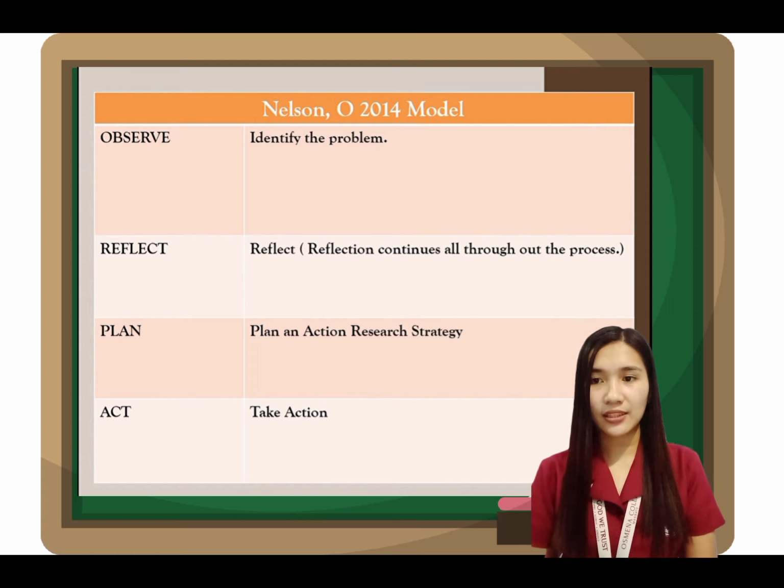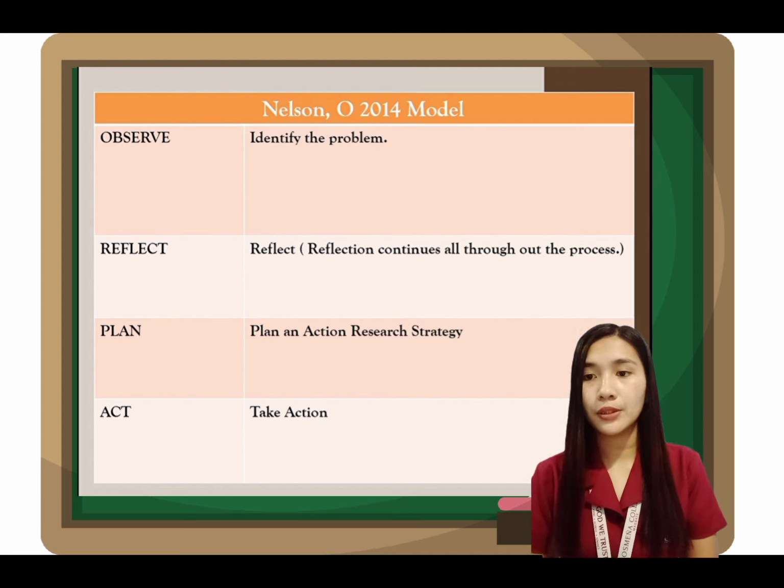And lastly is act. So act is to take action. So it answers the questions such as, how do I put my plan into action and how long? Second, how will I gather data or information? And lastly, what sense or meaning do I get out of the data?